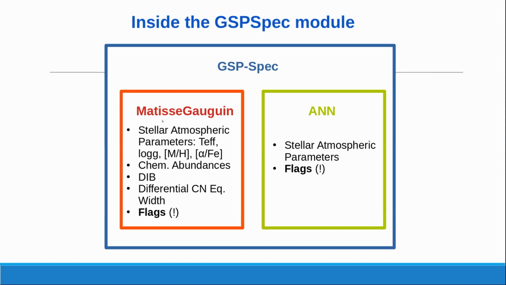These are the products of each module, each workflow. Matisse-Gauguin estimates the stellar parameters, say the effective temperature, the surface gravity, metallicity, and the alpha over iron abundances. Also the chemical abundances for individual elements, 13 individual elements. We also estimate the DIB, the diffuse interstellar band, and the differential cyanogen equivalent width. In the output, we include also some metadata and the flux, which are very important, and one part of my talk will be specifically devoted to the usage of this flux. ANN, on the contrary, only provides stellar parameters and also some flux.